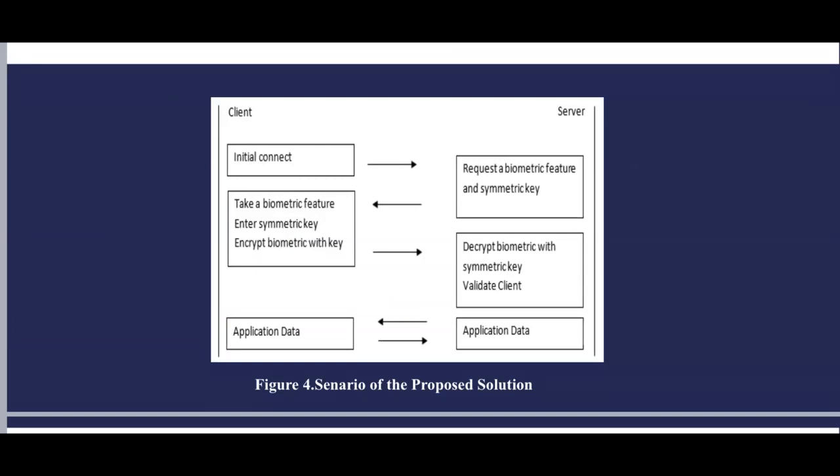So the server decrypts the biometric with the same symmetric key. We suppose the symmetric key is known to both client and server. If the symmetric key is true for the first time, then the server validates the client and stores the biometric. Then it transfers application data.